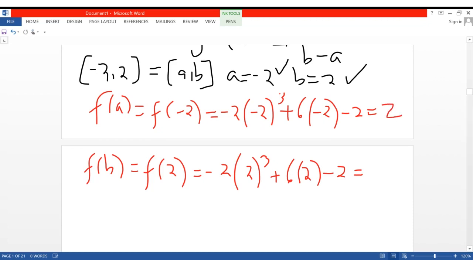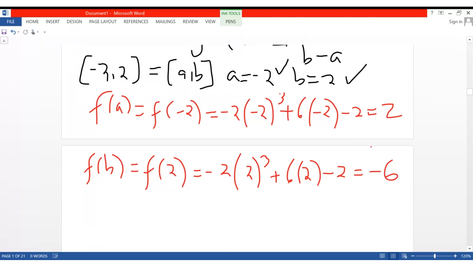The other one is 8 raised to power 3, that is 8 times -2 plus 12 minus 2. I'm getting this one as -6. Hope that is correct. -16, -18, yes, it is correct. So that's what first of all you do.